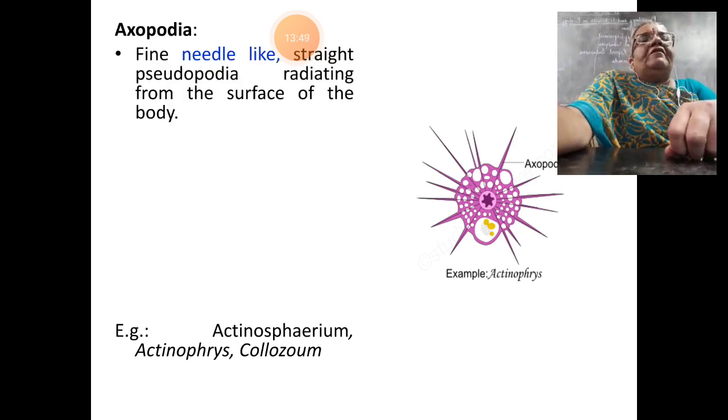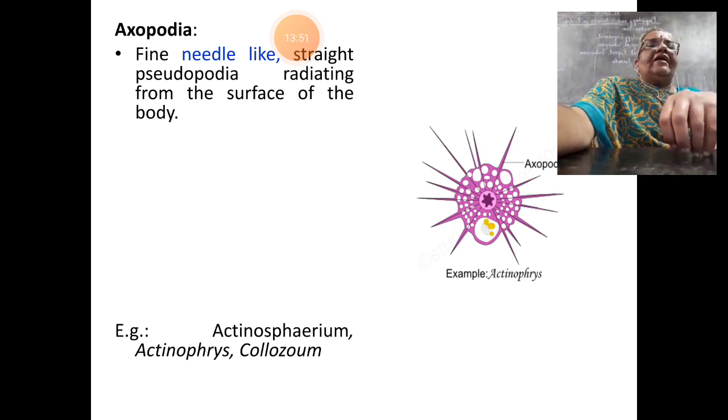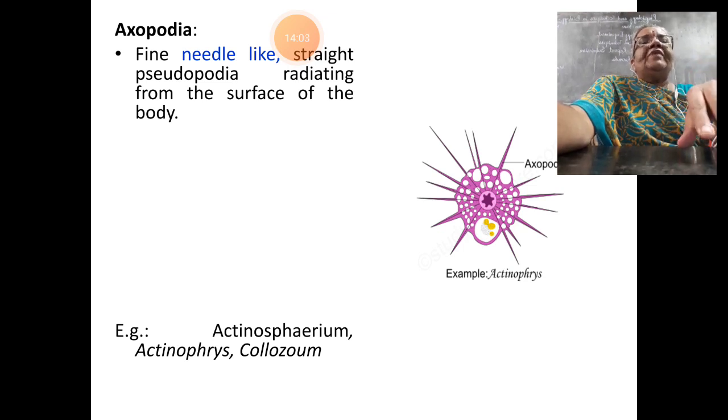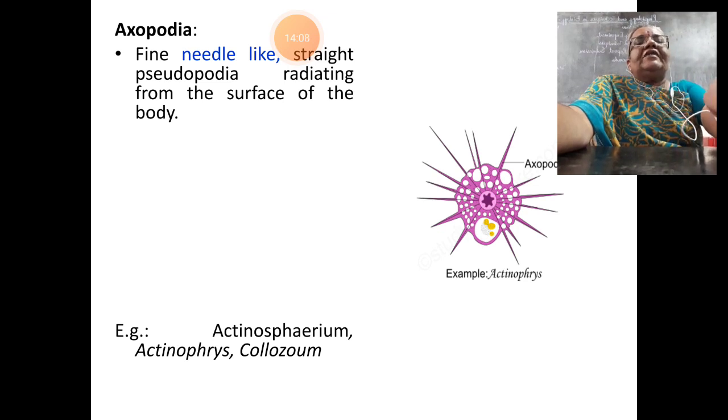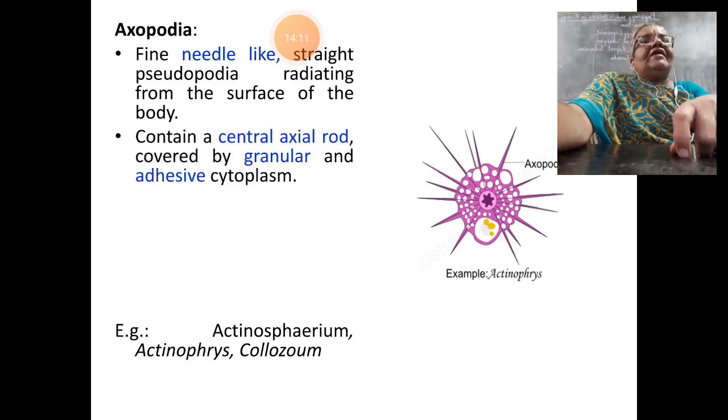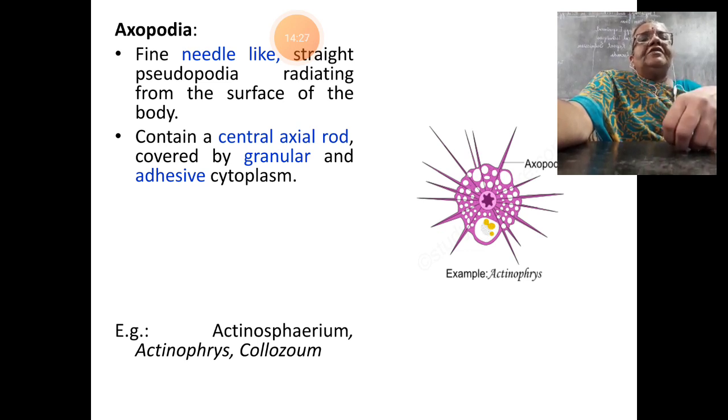Axopodia are fine needle-like straight pseudopodia radiating from the surface of the body, as you can see in the diagram. Each axopodium contains a central axial rod covered by granular and adhesive cytoplasm.